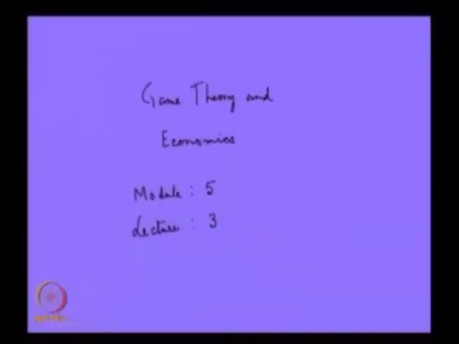Welcome to the third lecture of the fifth module of the course called Game Theory and Economics. Before we start today's lecture, let me take you through what we have been discussing in this module. We have been discussing extensive games where, unlike strategic games, the decisions are taken one after another. Once a player is required to take a decision, he or she knows exactly what decisions were made by the players who were supposed to move or make a decision before him or her. This is the basic idea of extensive games.